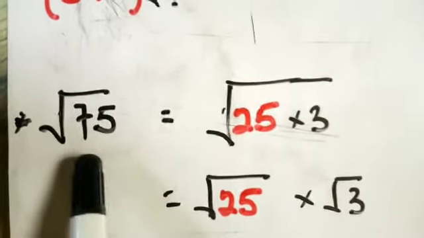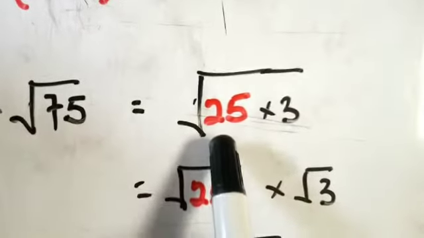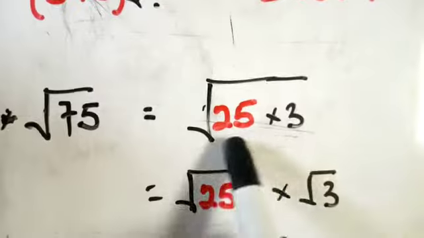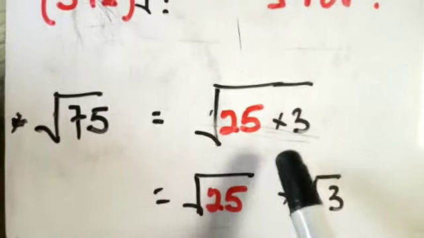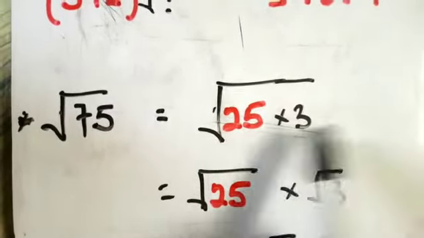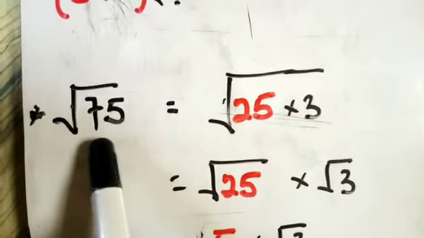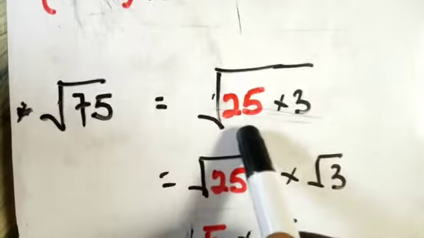So I split this number into 2 by having root of 25 times 3. The question you should be asking yourself is, why did I choose these two numbers? Why did I choose this number, not any other number? Of course, some other numbers can also give me 75. But why did I go for the 25 and 3?